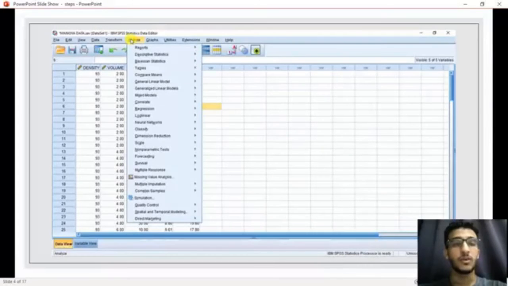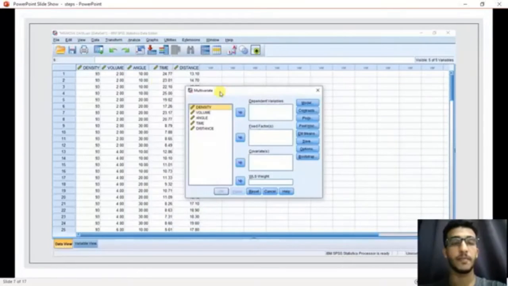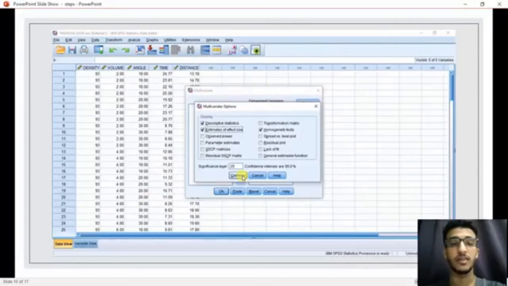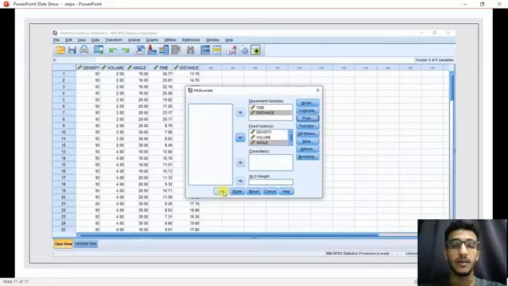A built-in tool was used by clicking Analyze, General Linear Model, Multivariate, and then dependent variables and fixed factors were determined, as time and distance were dependent variables. Some options were set, such as descriptive statistics, estimates of effect size, and others to calculate the multivariate test tables, and some descriptive statistics tables such as mean, standard deviations, and other valuable information. After that, a report was generated.